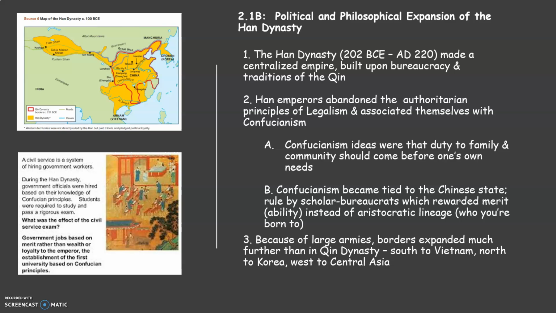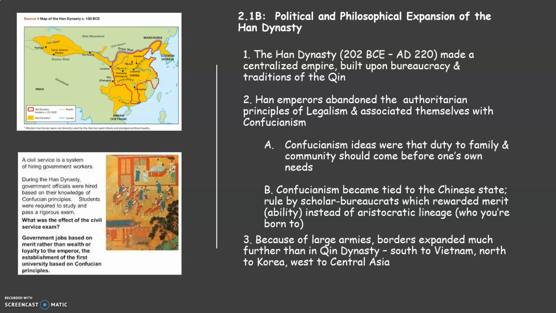The Han emperors abandoned that authoritarian principle of legalism, those strict laws and harsh punishments, and instead they associated themselves with Confucianism. And Confucianism ideas were that duty to family and to your community should come before your own needs. Also should come before your duty to whatever your leader says. So Confucianism became tied to the Chinese state, meaning that the government was embracing this Confucianism.